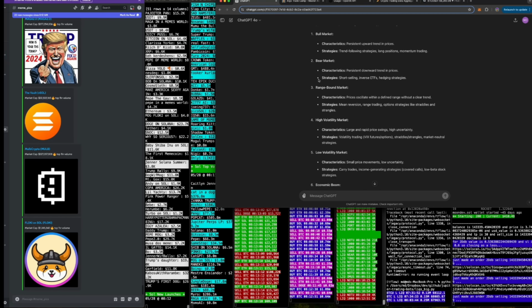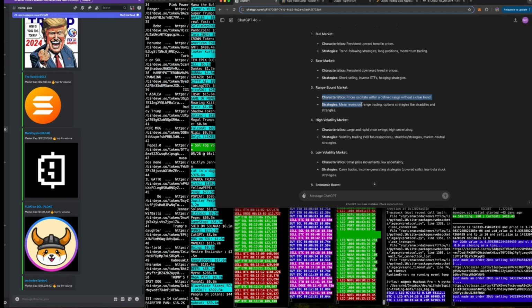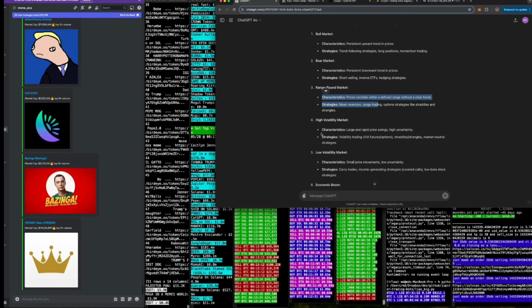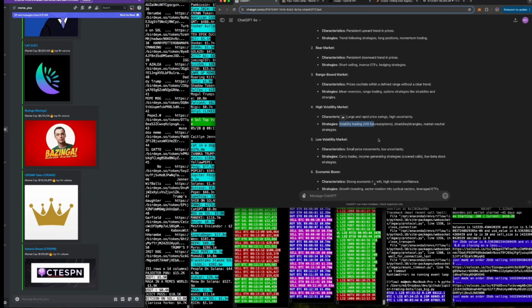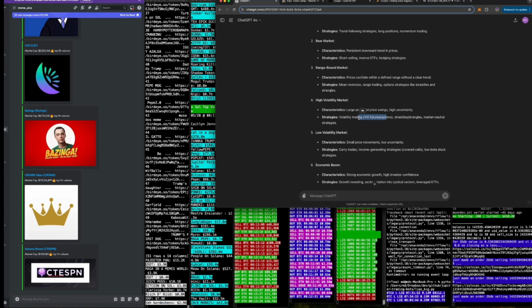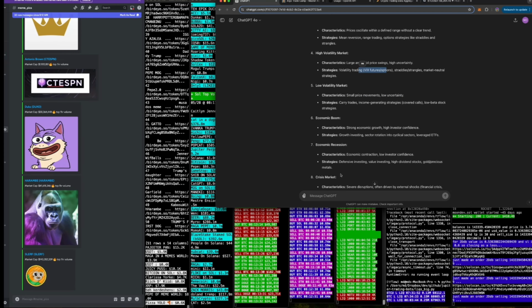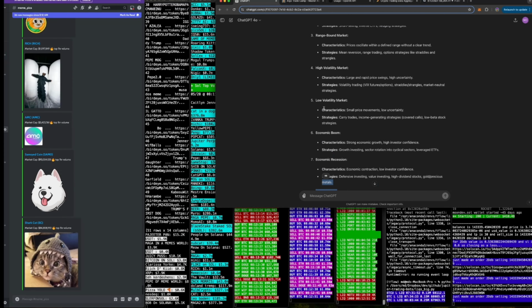Bull market, a bear market, those are the easy ones, right? Range bound market, up and down. High volatility market. So, okay, we could use the VIX. Yeah, that's a good idea there, actually. I'm just going to note all of these down because every single day I build new stuff.